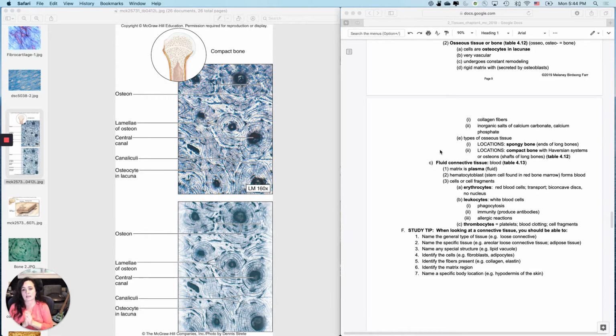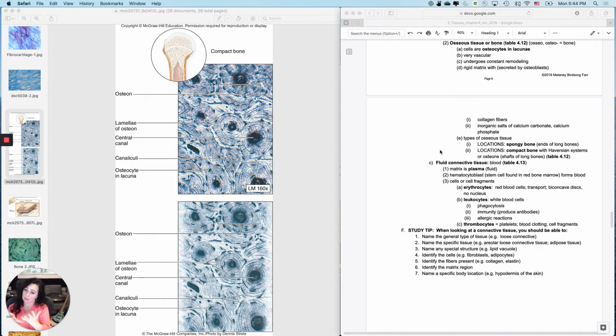Almost finished with connective tissues. So the last of the supporting connective tissues that we're going to cover is osseous tissue or bone. And specifically, we're going to learn one of the two slides called compact bone. So you're looking at bone in this slide right here. The cells, most of them, the ones that you're going to label are called osteocytes.